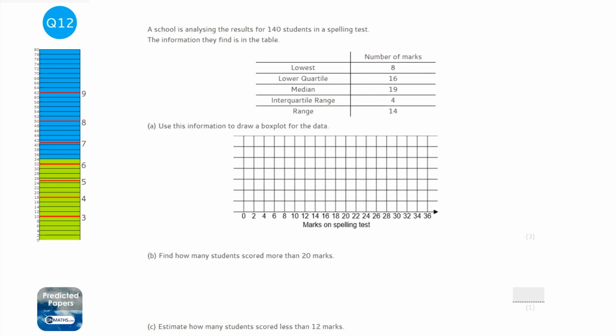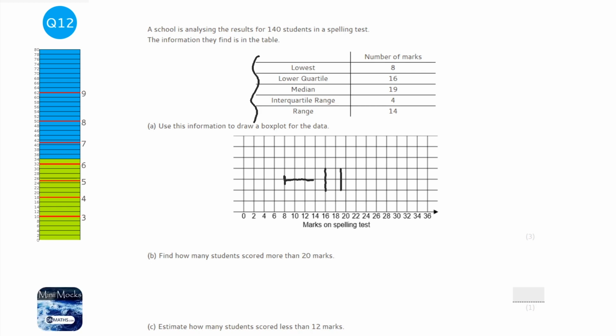Okay, so box plot question. Now, it might be tempting to think that the information here is all you need to plot on the box plot. Well, it's not quite that simple. The 8 is the lowest, so I can plot 8. And the lower quartile is 16, so that's fine. I can plot that. And the median 19, I can plot that. But then I'm not given the other two that I need to plot.